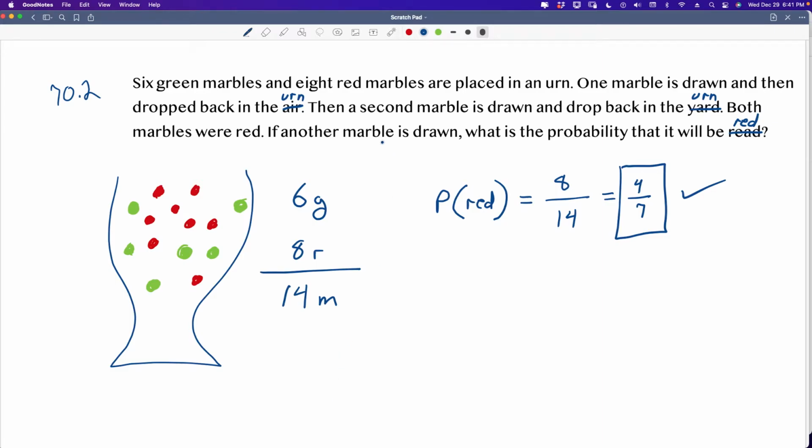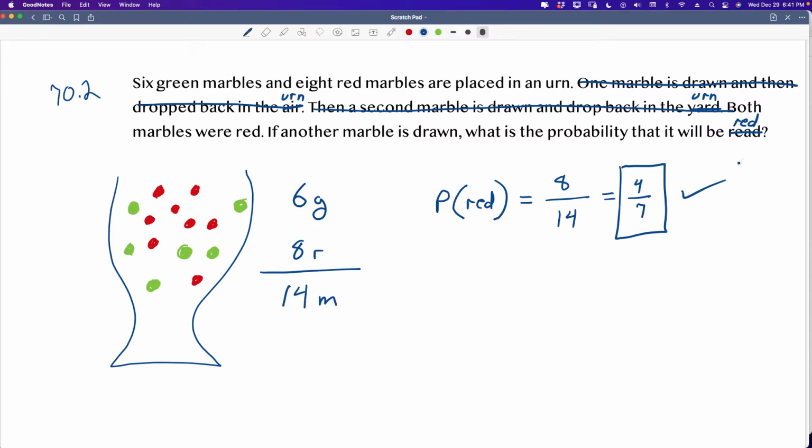Easy peasy. It does not matter that this happened. All of this is in the past. It has no impact on what's going on right now in this turn. If we were to take the marbles out and keep them out, then that could impact, because the number of marbles in the urn would change. But right now, we're just dropping them back in the urn, right? So it doesn't matter what it was before. We're worried about this one time right now and what that probability is going to be.